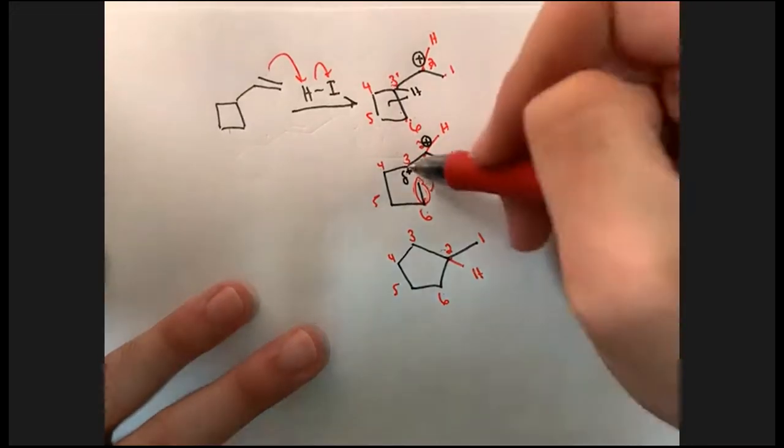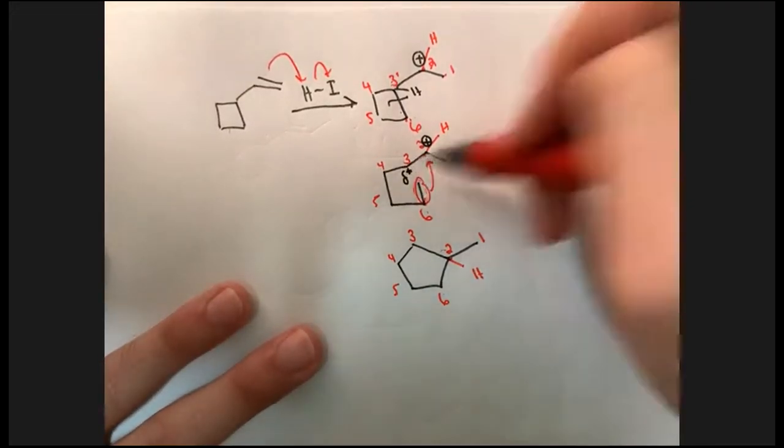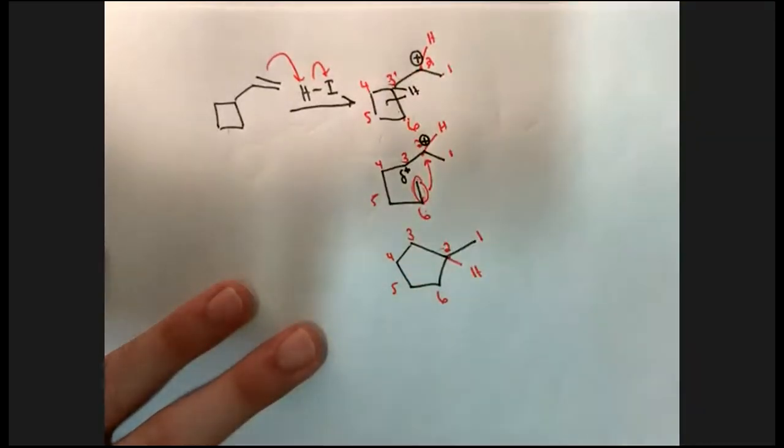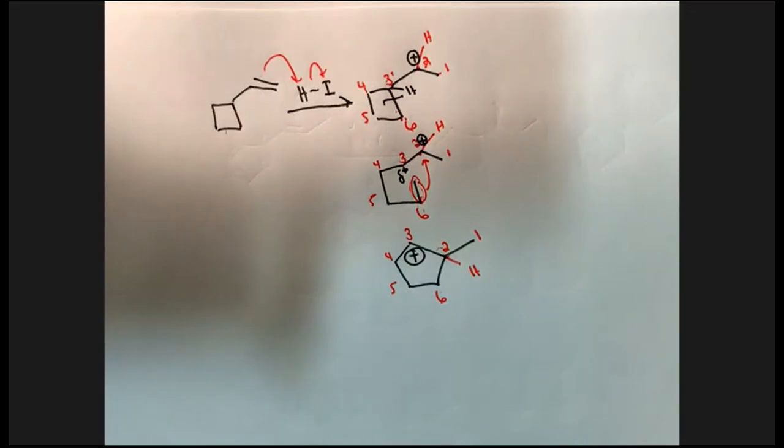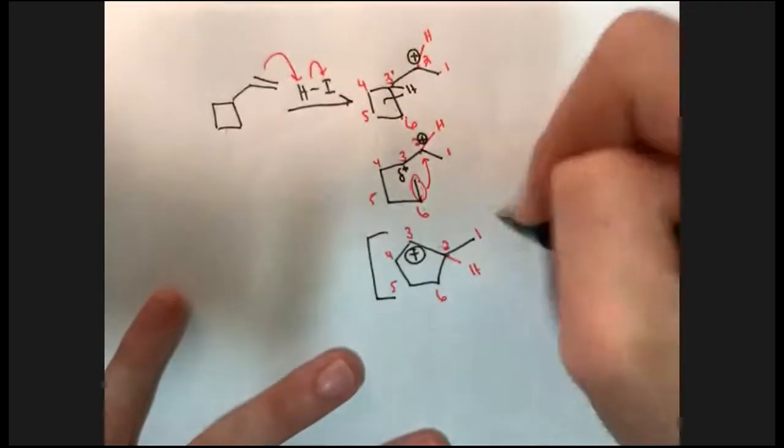But remember, I pulled electrons away from that 3 position, so 3 is actually where my new carbocation is gonna be, okay? So that's the structure. That's the main intermediate that you isolate.